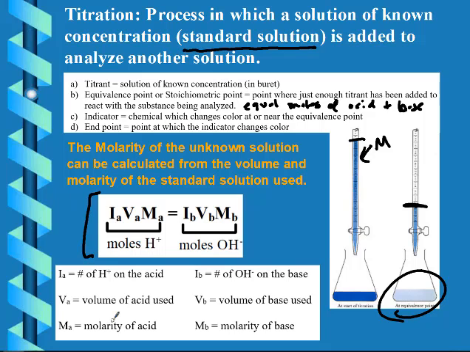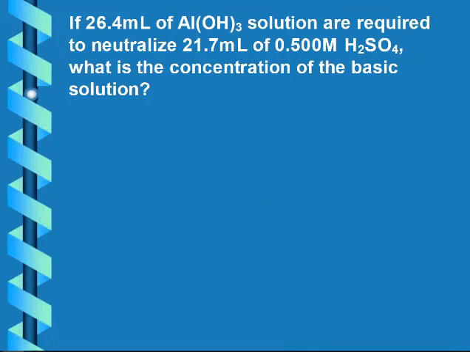VA is volume of acid used. VB is volume of base used. MA is molarity of acid and MB molarity of base. It doesn't matter your units for volume as long as they equal. So if one's milliliters, the other one also has to be milliliters. So for example, here we have our base and here we have our acid. So we have our equation IA, MA, VA.